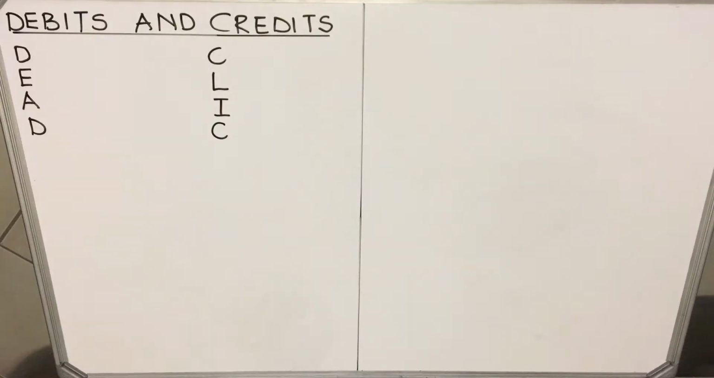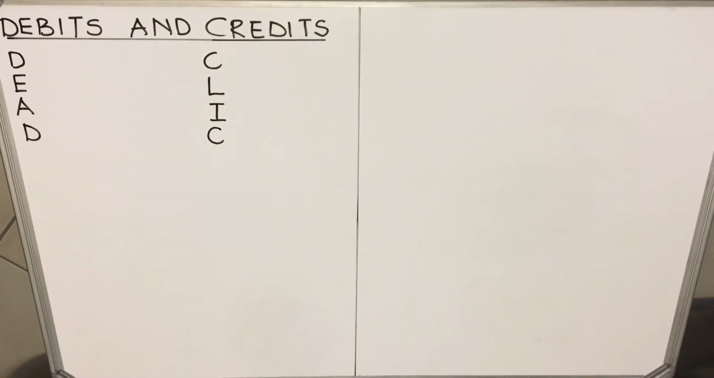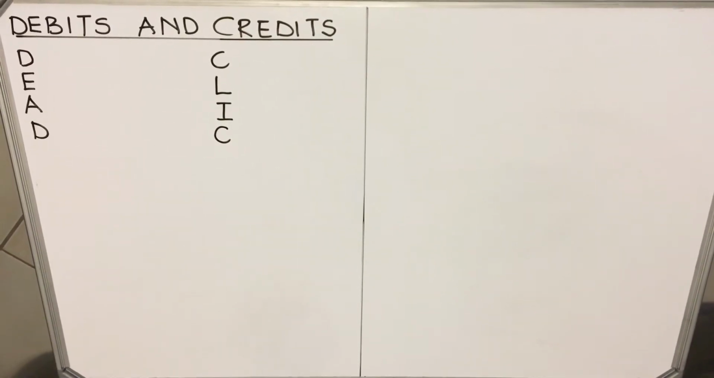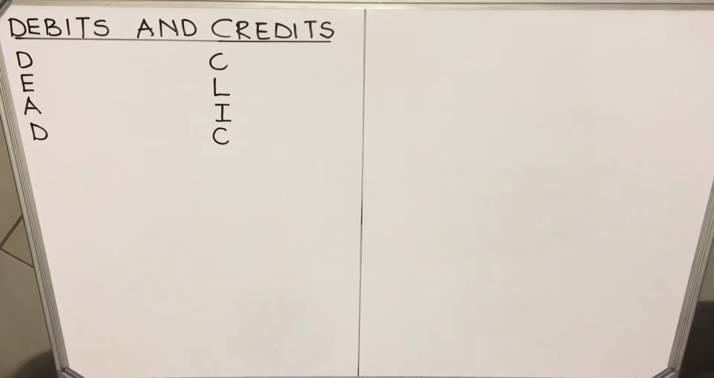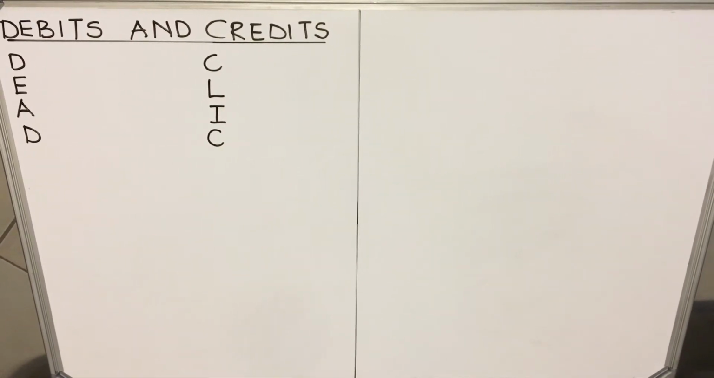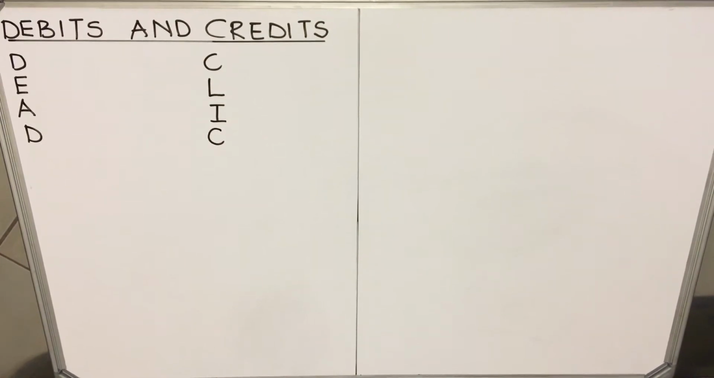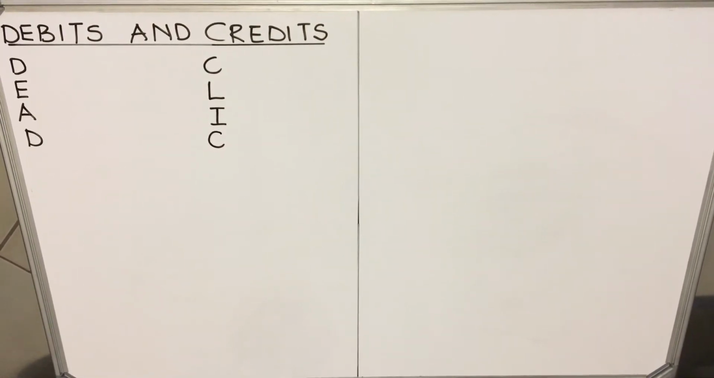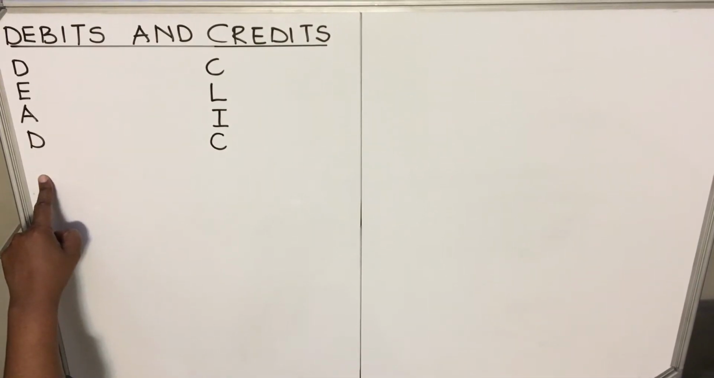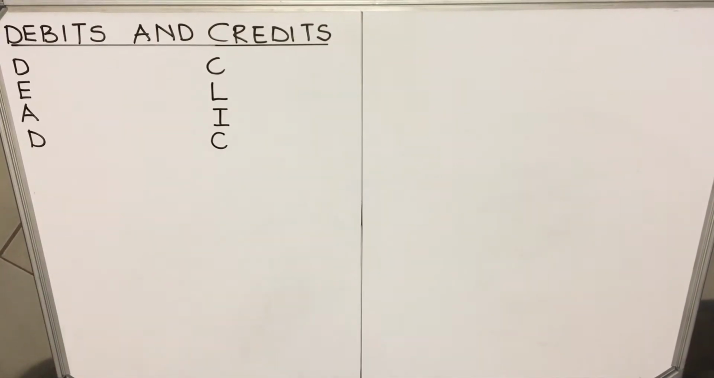Hello everyone. This is a lesson on which accounts you debit and which accounts you credit. This lesson will help us to decide which account to debit and which account to credit when something happens. So we have two acronyms. The first one is DEAD and the next one is CLIC.